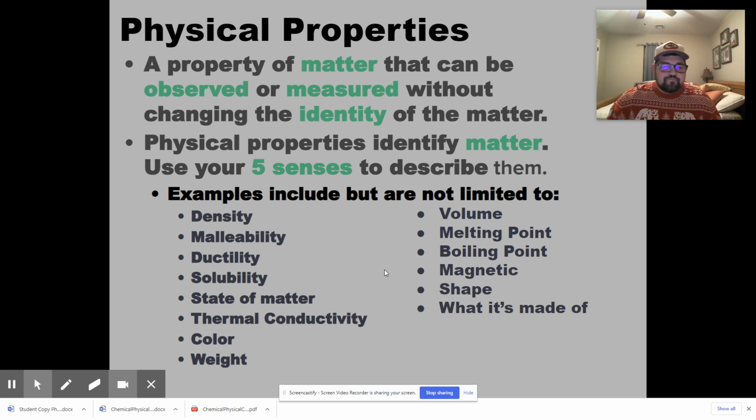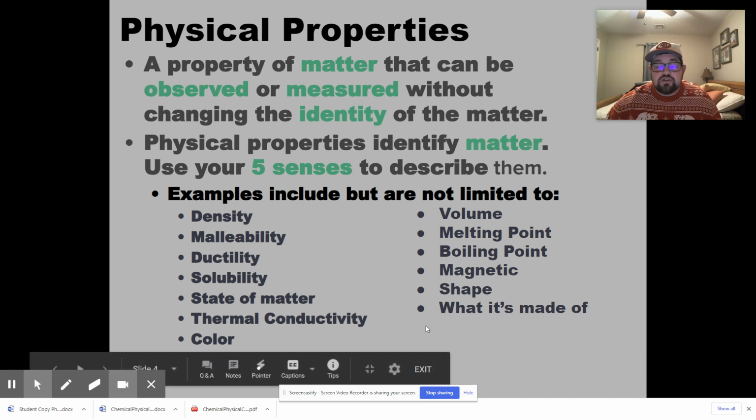No. Is it a state of matter? What state of matter is it currently in? Is it conductive? I can put it on the oven. Does it get hot? What color is it? What is the weight? What is the volume? How big? How much space does it take up? When does it melt? When does it boil? Is it magnetic? What shape is this in? Is it a sphere? Is it a cube? Is it in no shape? And then what is it made out of? I could really test that if I really needed to. I could determine what is it made out of. So these are all physical properties, things that we observe or measure without changing the object, right?